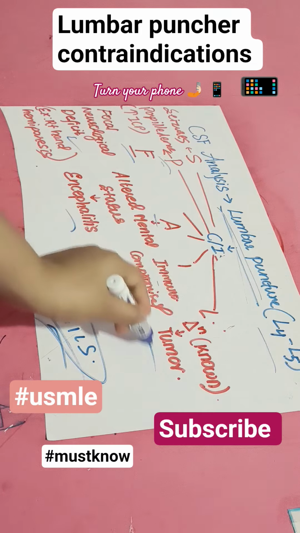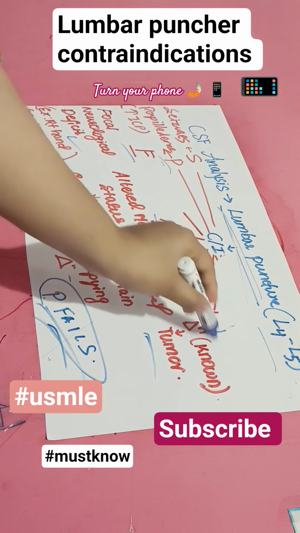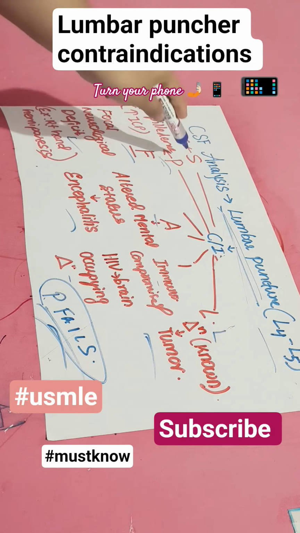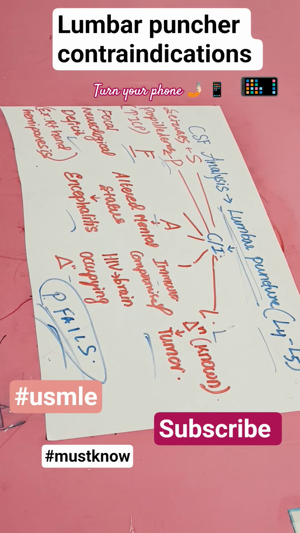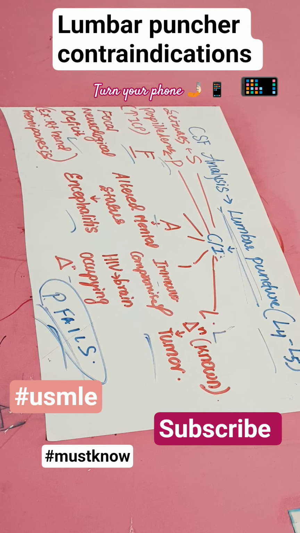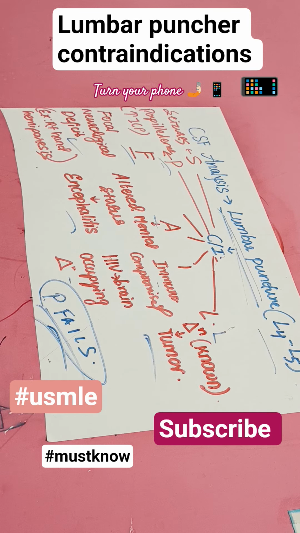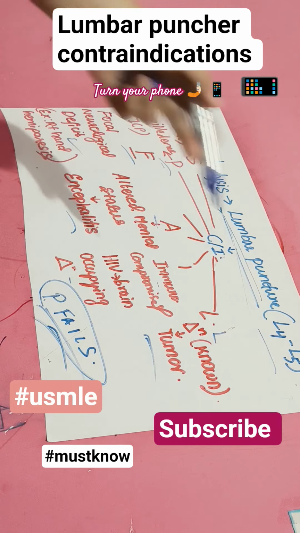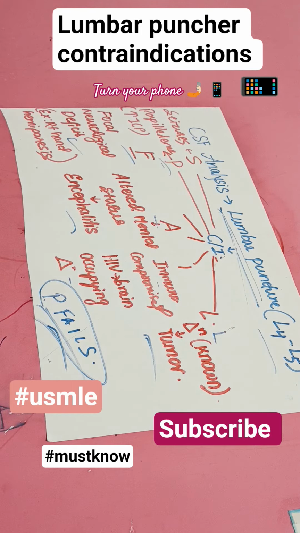Then L stands for any known lesion, for example, a tumor. L stands for lesion. Then S stands for seizures. If the patient gets any seizure at the time, we cannot do it because the procedure becomes risky at that time. So this is the short mnemonic to remember the contraindications of lumbar puncture.